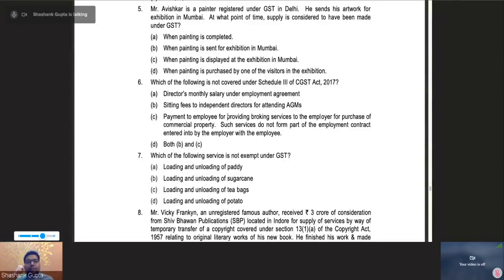So what will be the correct answer for this sixth? Everyone, come on, give your answers. Everyone has to answer. I will not move ahead. I am getting 400, 500 queries and only 10, 20 answers. That will not work. I want everyone to answer. What should be the correct answer for this sixth? The question is, which of the following is not covered under Schedule 3? Come on, more answers, please.